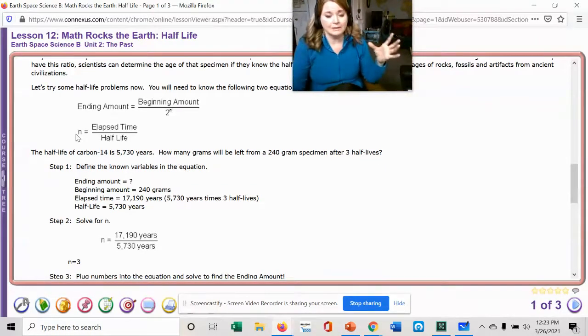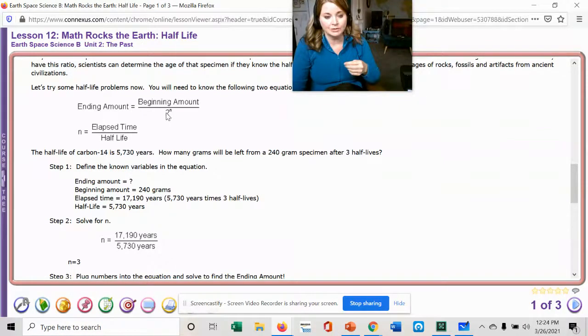So in this case, you actually are given that information to begin with, but if you weren't told how many half-lives it was, then you might have to figure out how many half-lives it is. Then once we get that, we use the number of half-lives, which is n here, and we use it in a little math problem to figure out how much we have left. So we take the beginning amount, which is that 240 grams, and we divide it by 2, and then we put it to a power, or we have an exponent here, which is n.